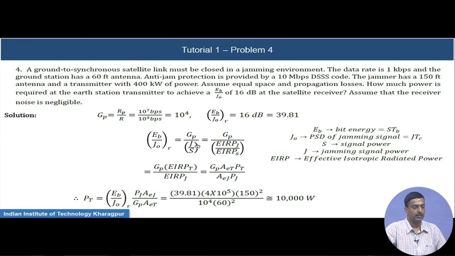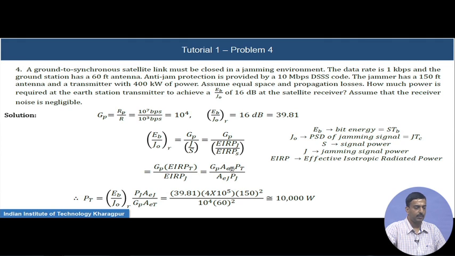We further express the jamming power and the signal power in terms of the equivalent isotropic radiated power. It's also called the effective isotropic radiated power, corresponding to the jammer power and the signal power, because it's basically proportional. And EIRP signal power is nothing but EIRP at the transmitter. Once again, EIRP, as we know, is proportional to antenna gain and transmit power, and antenna gain in turn is proportional to the effective aperture of the antenna.